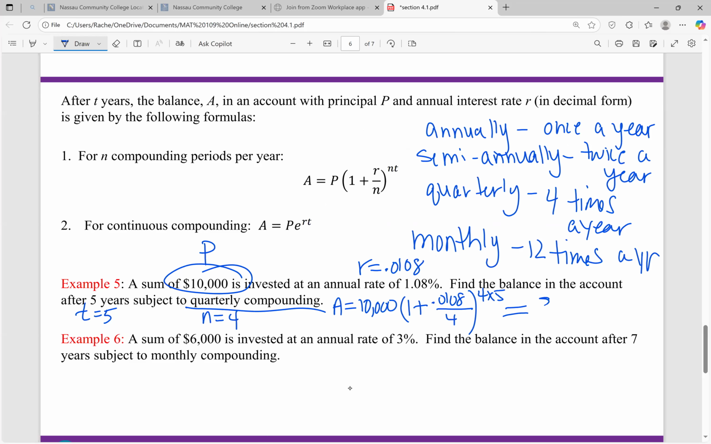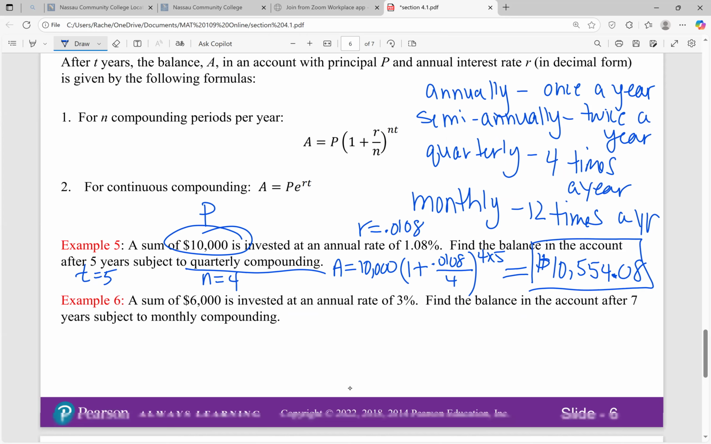So we have $10,554.08. That's how much money, including interest, we would have after 5 years. We started with 10,000 and now we have $10,554.08. So I just want you to realize that we started with 10,000, but now we have an extra $554.08. That was the additional interest that we earned at 1.08% compounded quarterly. So this amount includes the principal and the interest.